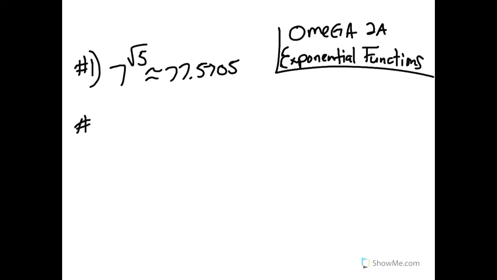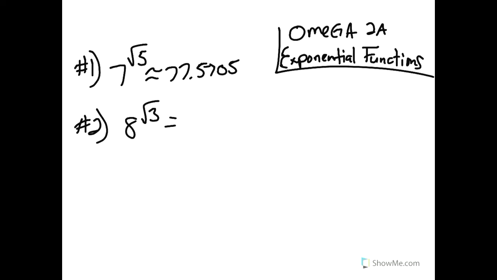All right, Omega 2A, exponential functions. The directions for the first three problems: use a calculator to evaluate each expression to the nearest ten-thousandth. There's really not much for me to say here, but put it in your calculator. This ends up being 77.5705. If you need help on how to use your calculator, please come see me.